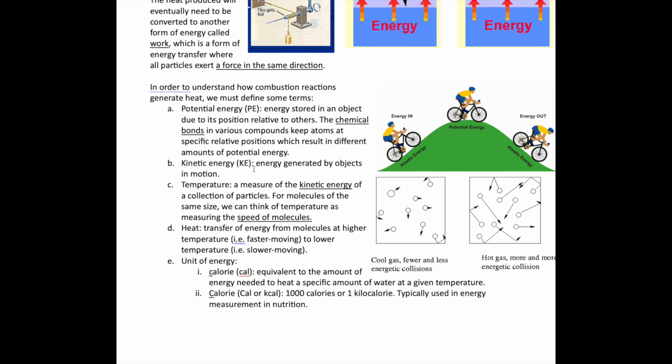Kinetic energy is a little simpler to understand. It's just energy that's generated by objects that are in motion. When I'm biking up, or I'm biking down, I have kinetic energy. Now at the bottom, if I'm moving, all I have is kinetic energy. I don't have potential energy. If I'm biking somewhere near the top, then I have both kinetic and potential energy present.